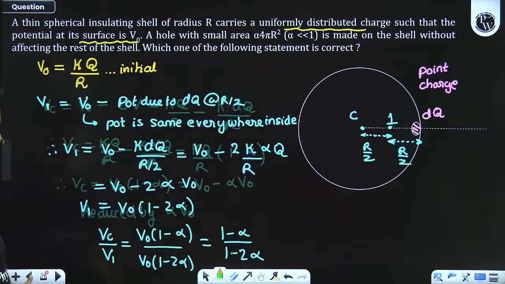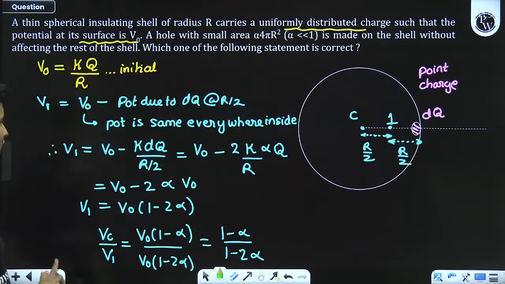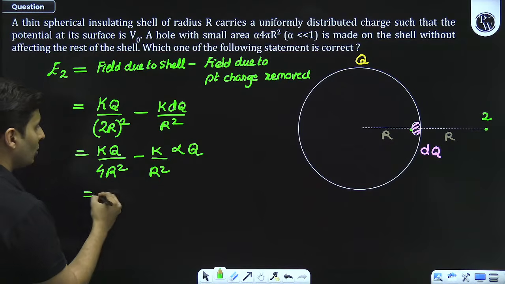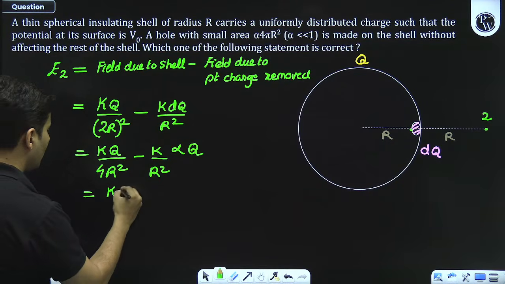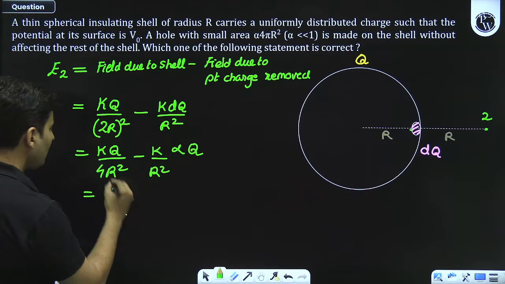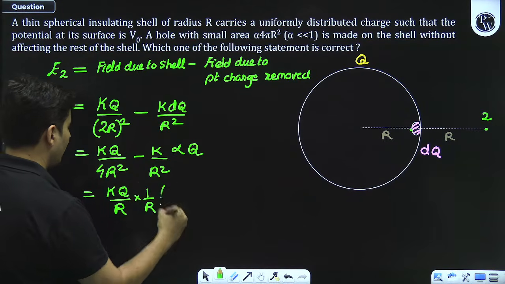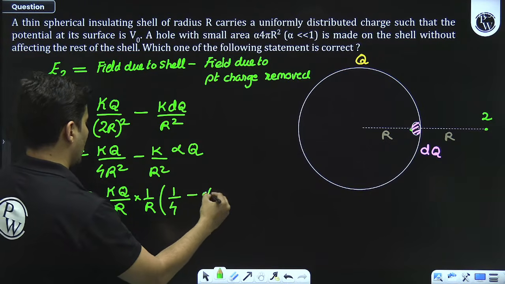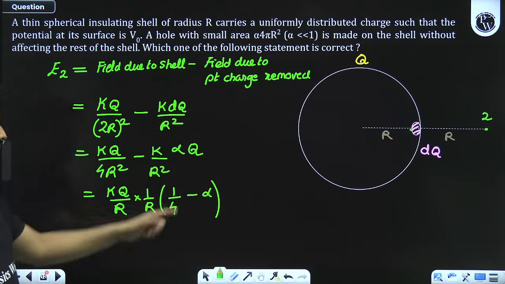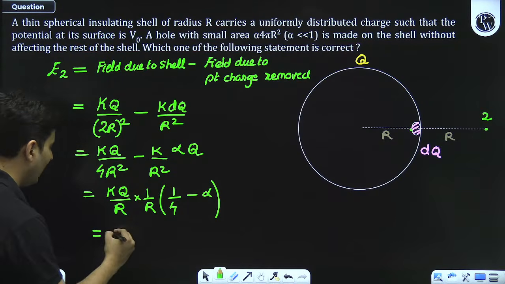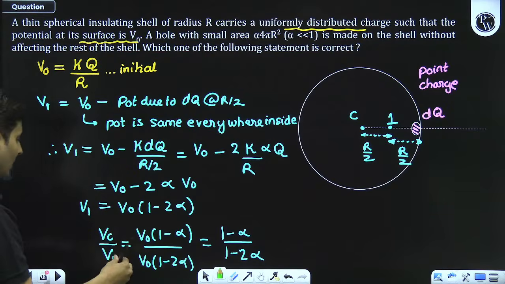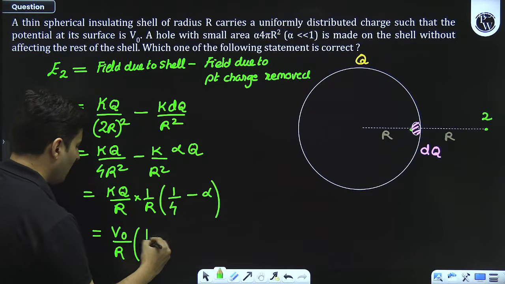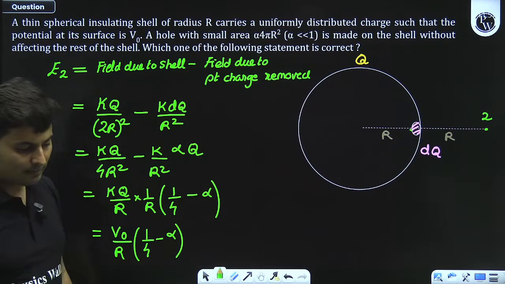What is this dq? We just saw it. dq is alpha q. So that has helped us in every single step. Alpha q over here. So this will be kq by r, this 1 by r is again there, and then we have 1 by 4 minus alpha. Just check this out. What is this number, kq by r? kq by r is nothing but v naught, guys. So this is nothing but v naught divided by r, and we have 1 by 4 minus alpha.